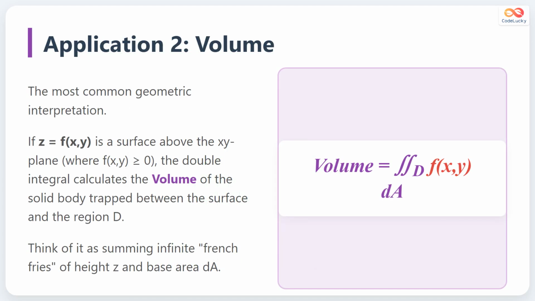Next is volume. This is the most common interpretation. If we have a surface function f of x and y describing a height above a region, calculating the double integral of that function gives us the volume of the solid underneath.